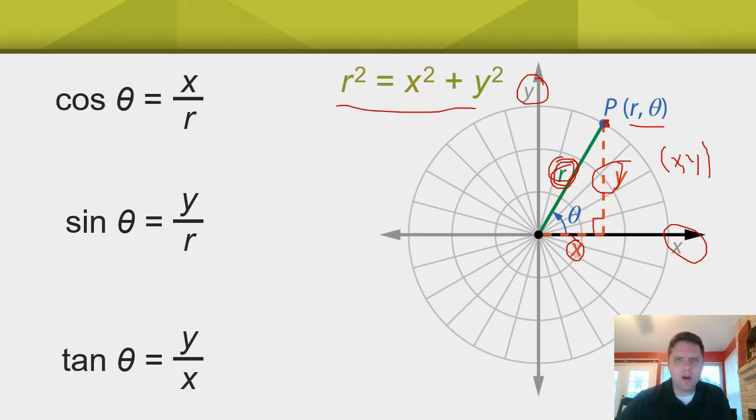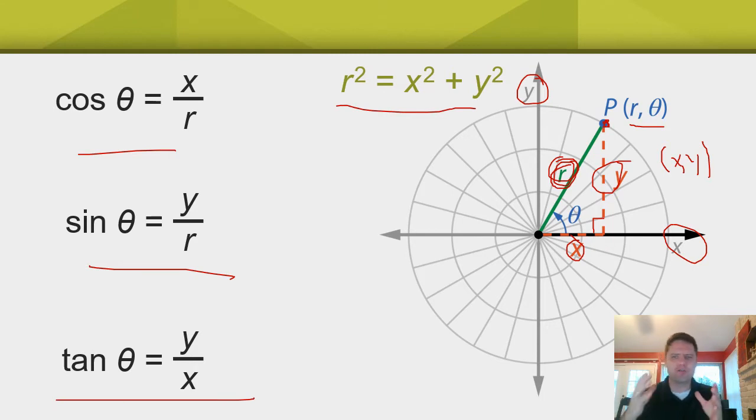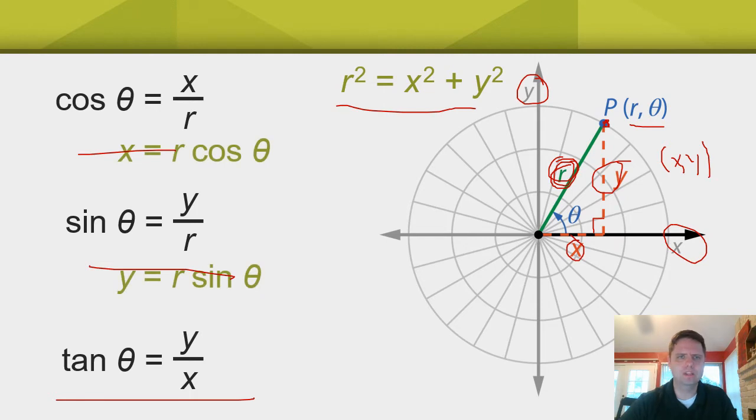Now, with these four formulas, we can then convert from polar coordinates to Cartesian, and we can convert from Cartesian coordinates to polar. So we're going to get some examples doing that. We can rewrite this as x equals r times cosine theta, and y equals r sine theta, right? Just by multiplying this r up in both cases, we can get x or y by themselves.